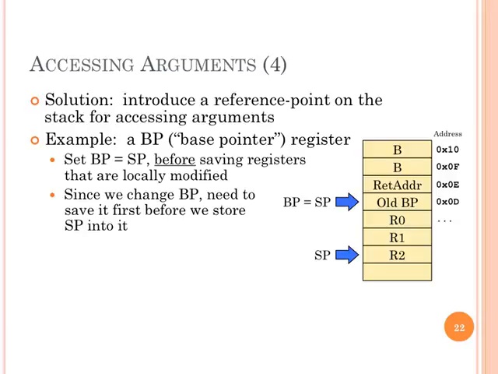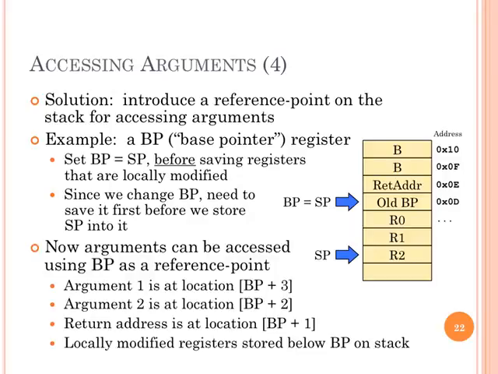So we need to save the old version of the base pointer before we set it to our reference point. So you see that the first thing we do is we store the old base pointer, and then we say base pointer equals stack pointer. The stack pointer points at the old base pointer. So now we have stuff looking like this. And then we can push whatever we want onto the stack. The stack pointer moves, but the base pointer stays in place. And we can now access not just our arguments, but we can also access local variables using this reference point as well.